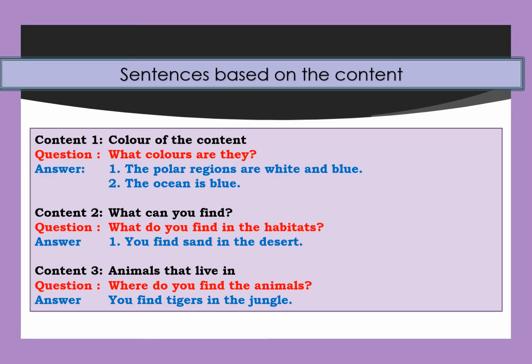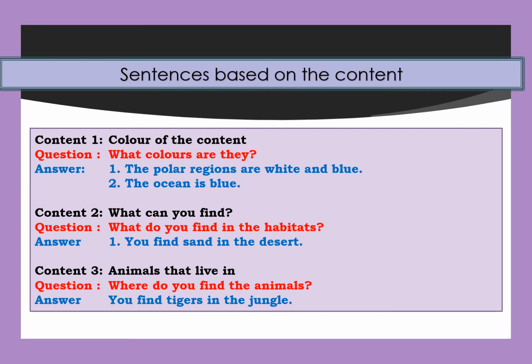You need to learn how to ask the question and answer it in a complete sentence. So for content number 1, the question is, what colors are there? You can answer in this sentence: The polar regions are white and blue. The ocean is blue. These are examples of sentences for content number 1. Content number 2, what can you find in these habitats? For example, you can find sand in the desert.